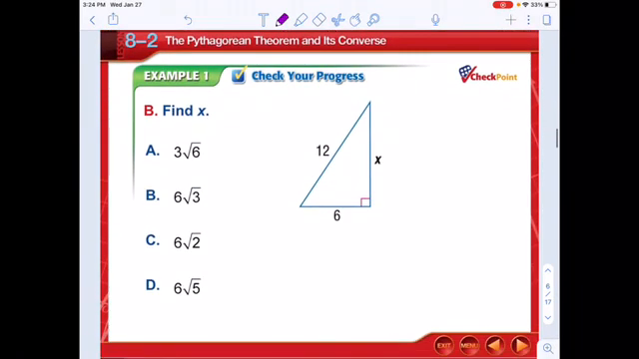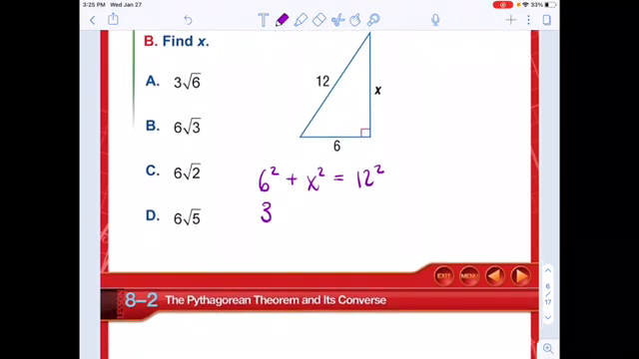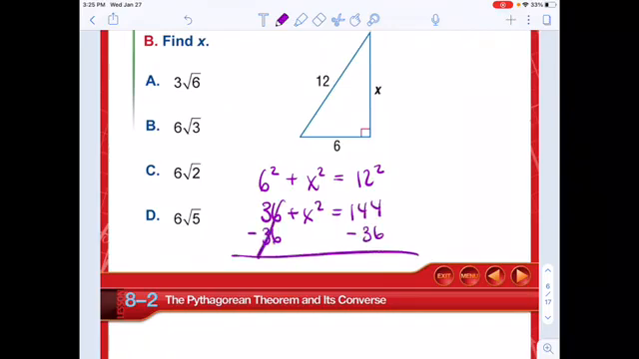Alright, and one more. Notice that we do have to do the simplification of our radical here. So we have 6 squared plus x squared equals 12 squared. That's like the hardest part of this, is the new thing. Did we just do this one? No, not quite. So we have x squared equals 108.